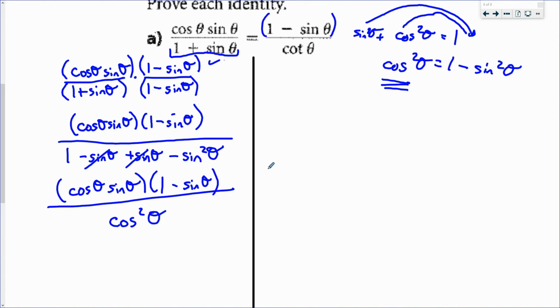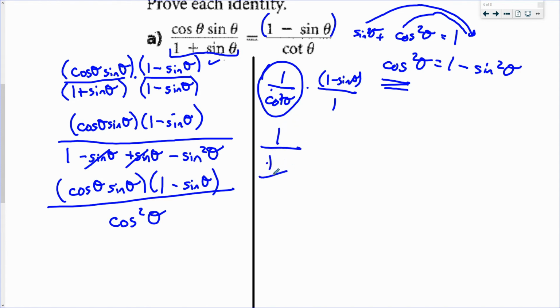Now, why do we care so much about that? Well, basically what we got over here is 1 over cotangent theta times (1 minus sine theta) over 1. So I'm basically trying to get this cotangent theta. Cotangent theta is 1 over tan theta, so you've got 1 over 1 over tan theta. So basically, you just have tan theta times (1 minus sine theta), right? Just do the reciprocal. So can I get a tan theta here? And I'm thinking I can because I got a sine theta.